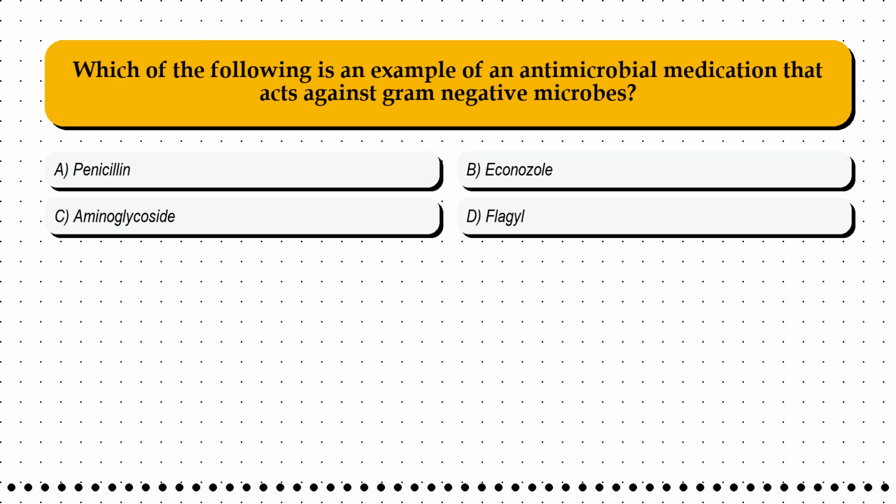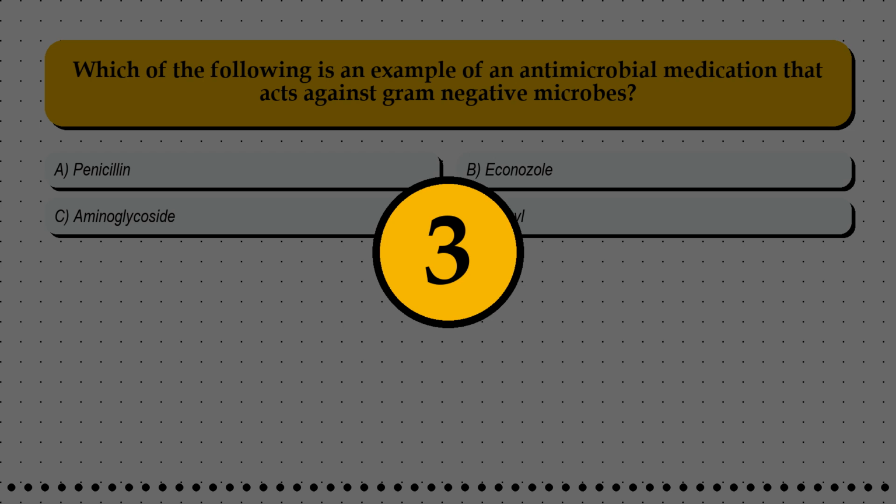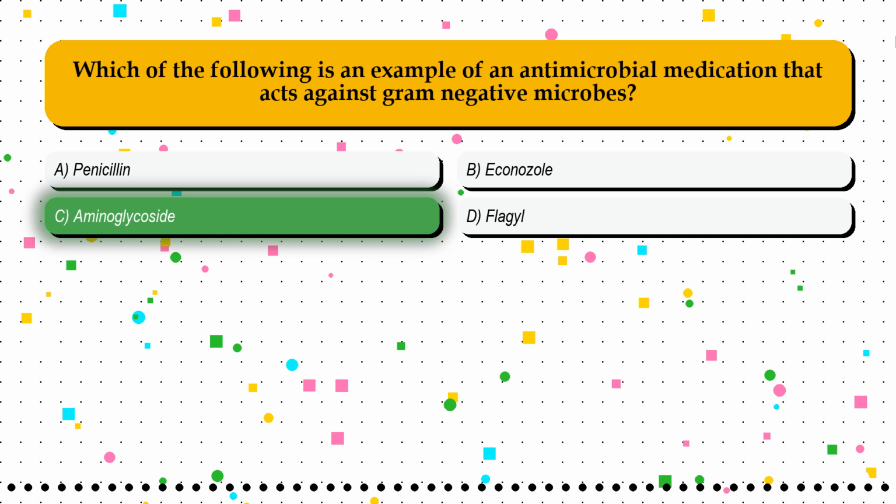Question 133. Which of the following is an example of an antimicrobial medication that acts against gram-negative microbes? Option A, penicillin. Option B, deconazole. Option C, aminoglycoside. Option D, Flagyl. The correct answer is option C, aminoglycoside.